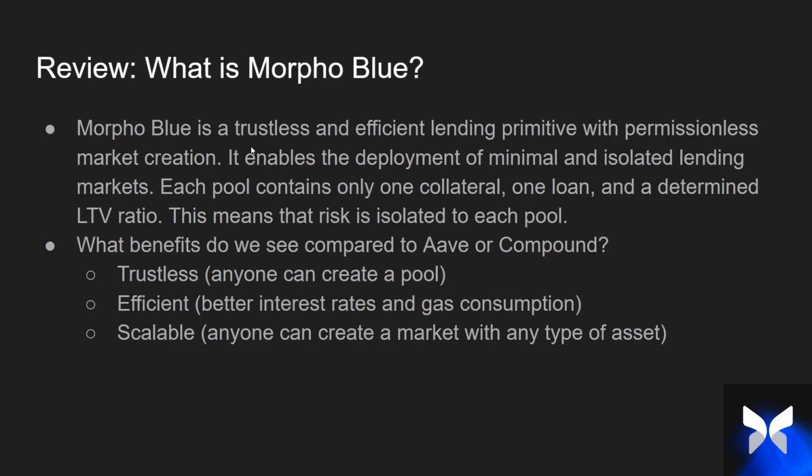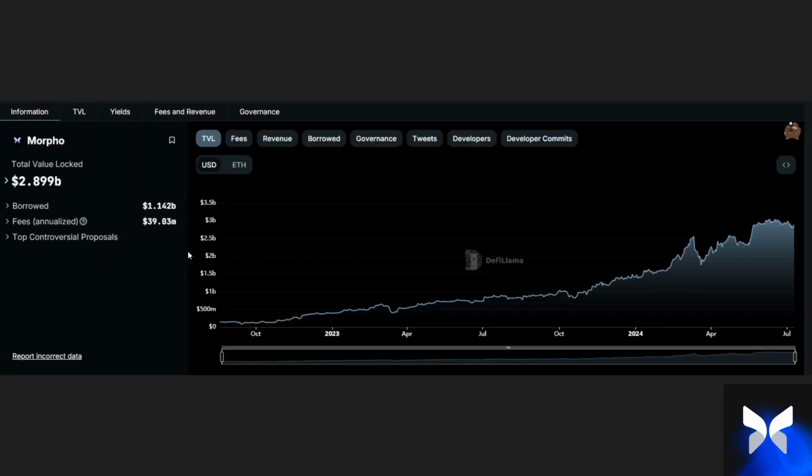I'll just read through their statement here. Morpho Blue is a trustless and efficient lending primitive with permissionless market creation. It enables the deployment of minimal and isolated lending markets. Each pool contains only one collateral, one loan, and a determined loan to value ratio. This means that risk is isolated to each pool. So just a summary there.